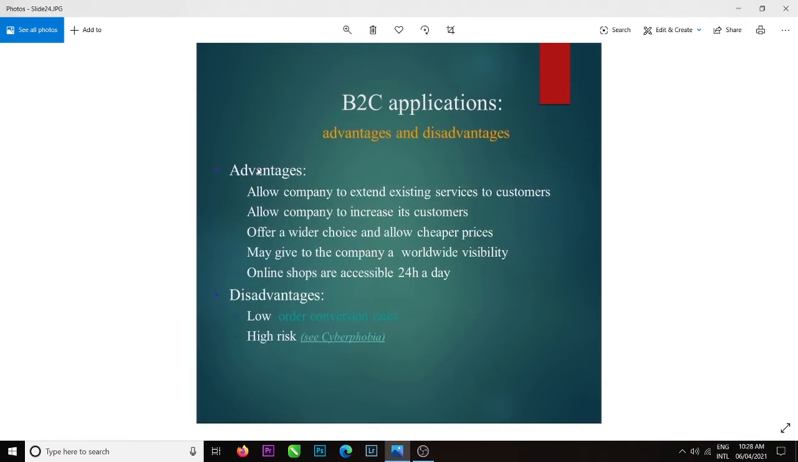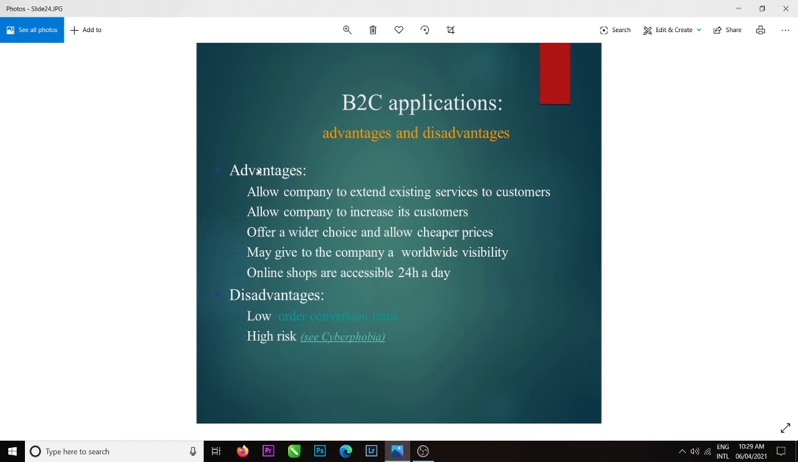Then the advantages of B2C. Number one, it allows a company to extend existing services to customers. The company will look after customer service because it is not bothering about the shifting of goods, logistics, or whatever. It will look after the customer service. The company can increase its customers by giving more advertisements and focusing on reaching more customers. More customers means more orders.